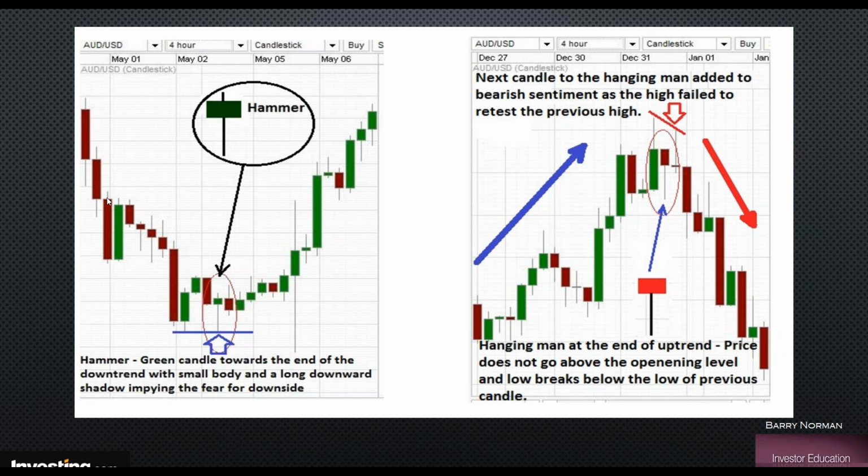So here we can see this hammer developing. We're in a downtrend, and we see the hammer develop. And from here, we are waiting for the next candle to tell us how indecisive or decisive the market will be. And in this case, as we see, it was a market reversal.